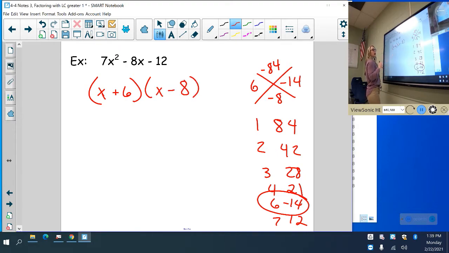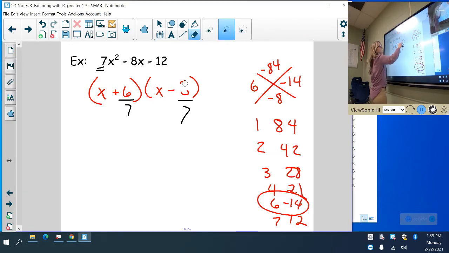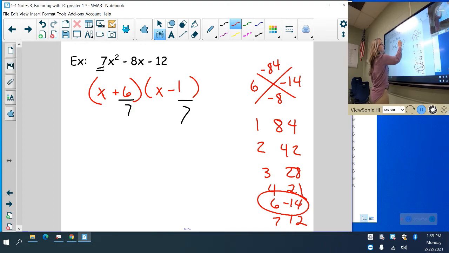And now I'm going to divide by my leading coefficient. Okay, use those red steps. So 7, divide by 7, divide by 7. What did I mess up here? Not negative 8. We used negative 14. I don't know where I looked at this one instead of this one. Okay, let's fix that. Okay, negative 14. There we go.